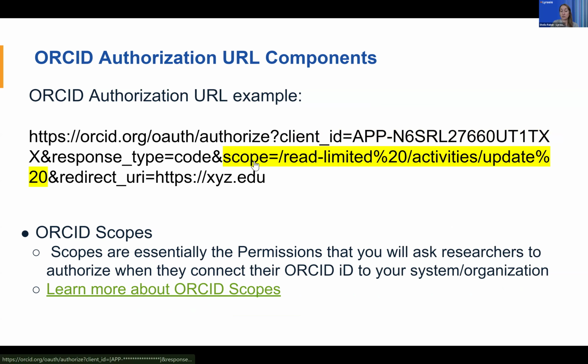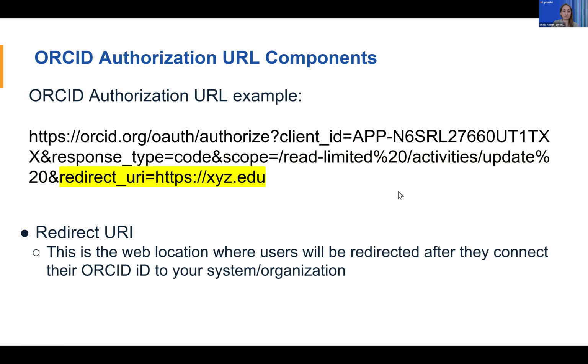The scopes. So this is where you specify what permissions you want to ask your researchers for. And you can see here that we're using the read limited scope and the activities update scope. And that will translate to permissions that you're asking for. And then finally, a redirect URI. This is basically just wherever you want your users to be redirected after they go through the ORCID connection process. So you will construct your ORCID authorization URL and have it basically behind a Create or Connect ORCID button.